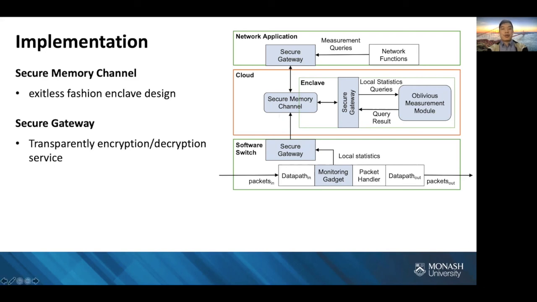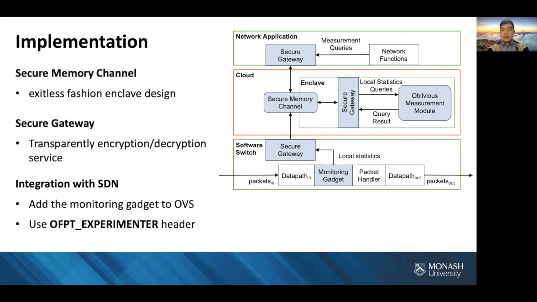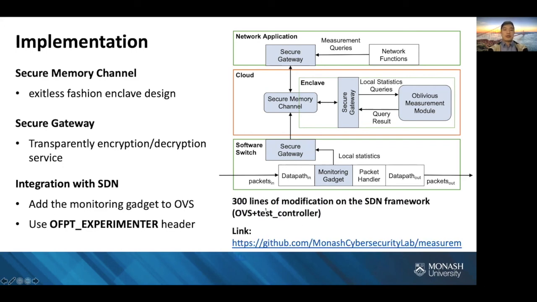Traditionally, the enclave requires data marshalling when you pass data from the untrusted part to the trusted part. Our design eliminates this context switch of calling the enclave. It improves the performance without harming the security. We integrate our design with an SDN framework by modifying the virtual switch and utilizing the experimental field provided by the controller as well as the protocol. We achieve it with 300 lines of modification on the SDN framework, and our implementation is published on GitHub.